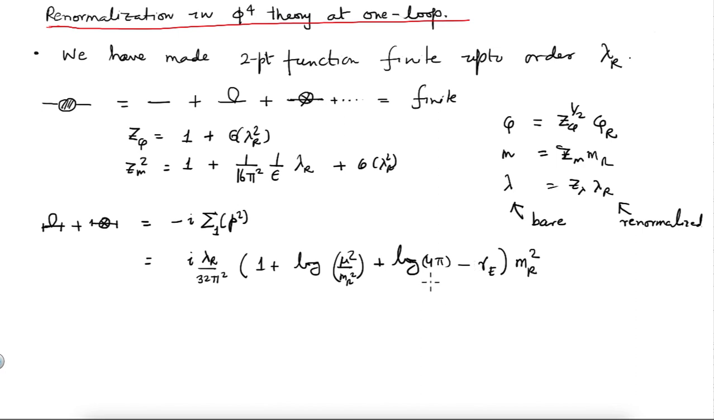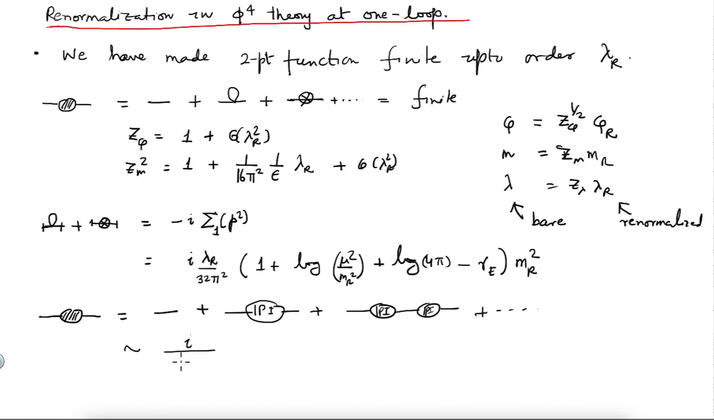We know how a two-point function behaves. This is one particle irreducible plus these other diagrams, and they resum to give you i times p squared minus mr squared minus sigma 1 of p squared plus epsilon, times the residue. This 1PI includes all order diagrams, but here I'm restricting to only up to order lambda r. That is why I put the subscript 1, the sigma 1.